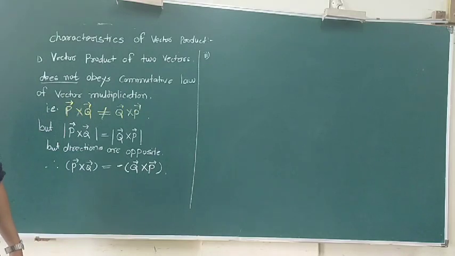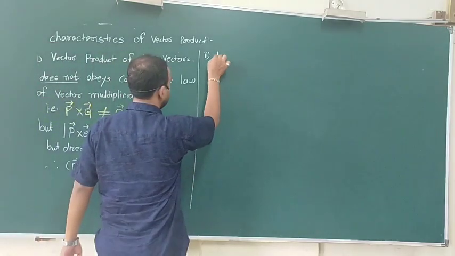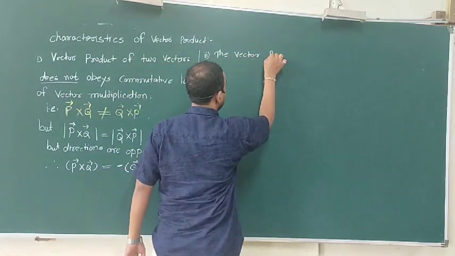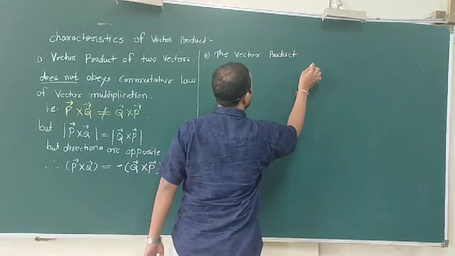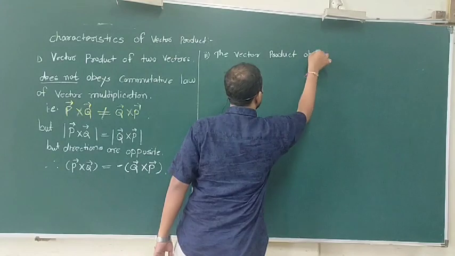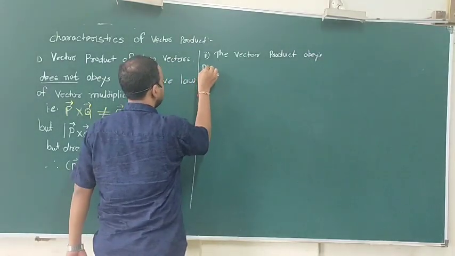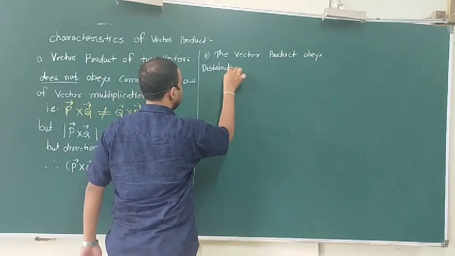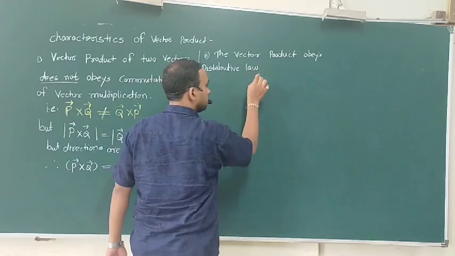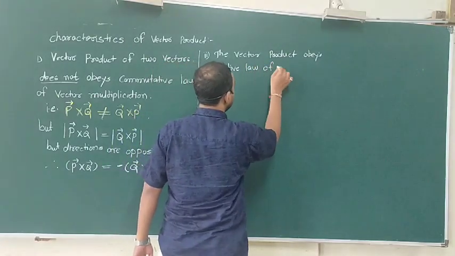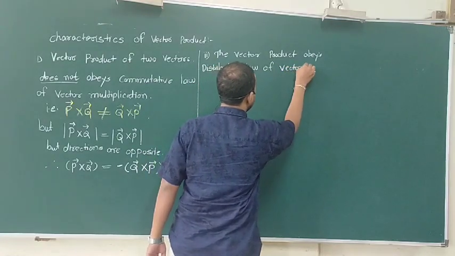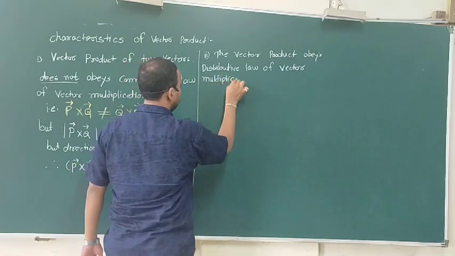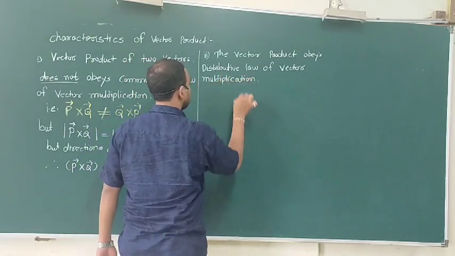Now the second property: the vector product obeys the distributive law of vector multiplication.